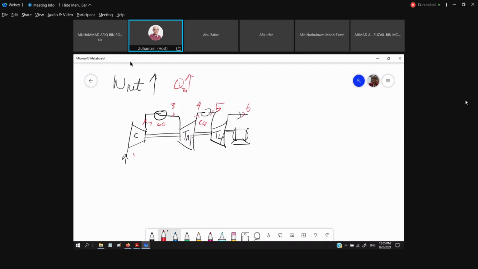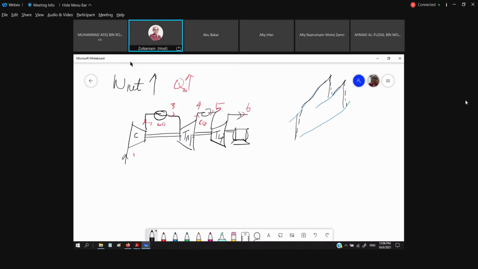And if we sketch on the TS diagram, we have the reheat process. This is our reheat, the intermediate pressure between the high pressure turbine and the low pressure turbine. So this is our compression process. And then we have our Q in, the expansion process in the high pressure turbine, and the second expansion process in the low pressure turbine.